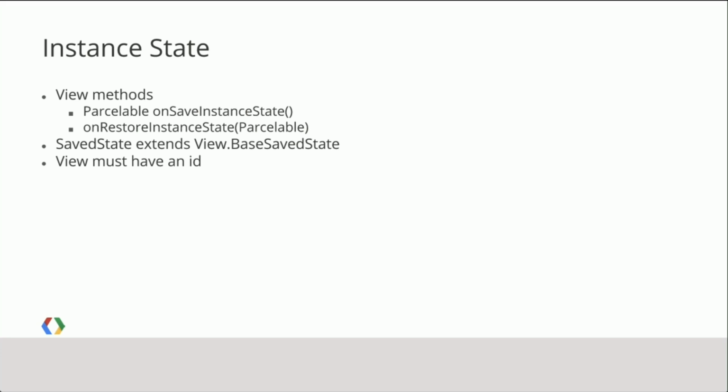Views need to have an ID for their instance state to be saved and restored. This is really important. This also needs to be unique within your view hierarchy. This is how we actually match up what data to pump back into the onRestore method when your views get recreated. So if you duplicate the ID within multiple views within your hierarchy, we're going to restore that same state to multiple views, which probably isn't what you want.